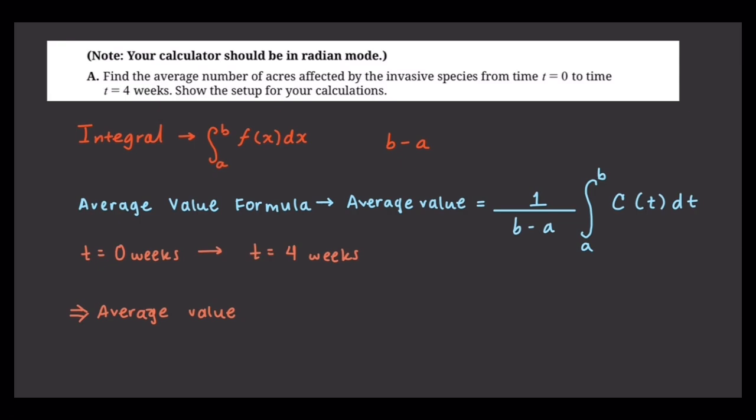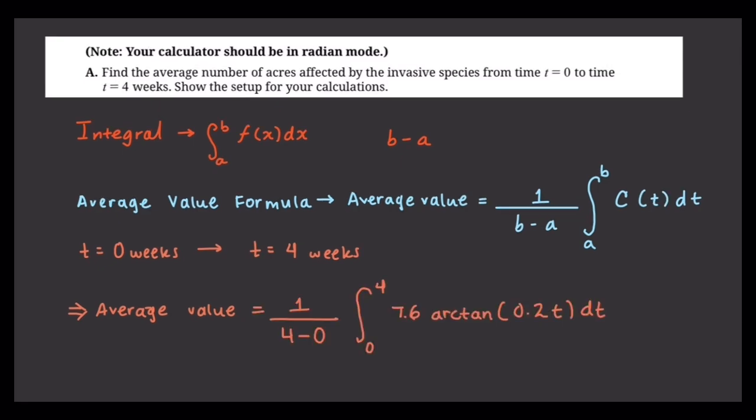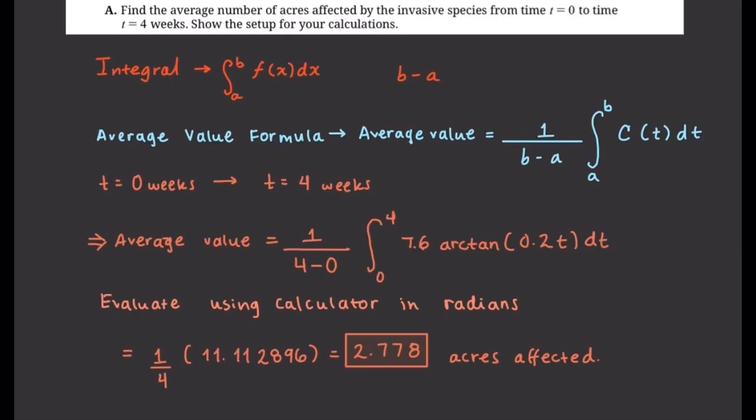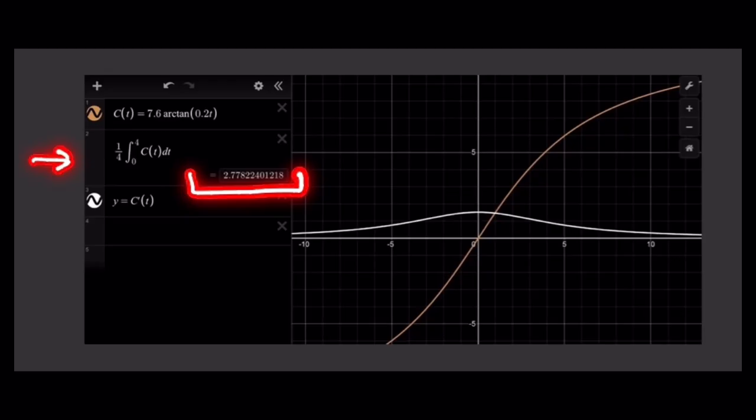Now let's rewrite it with our function. And we have the average value equals 1 over 4 minus 0, integral from 0 to 4 of 7.6 arctan of 0.2 t dt. Using a calculator, this evaluates to approximately 2.778 affected acres. And visually, this is how it looks on decimals.